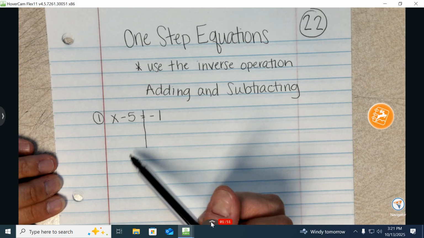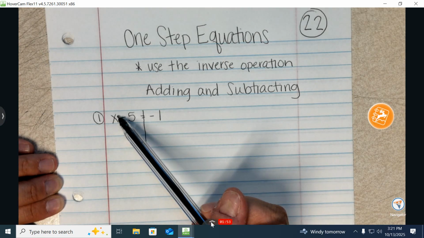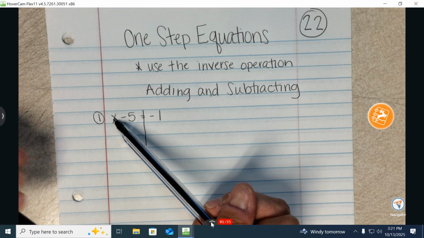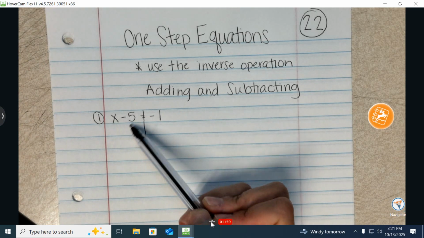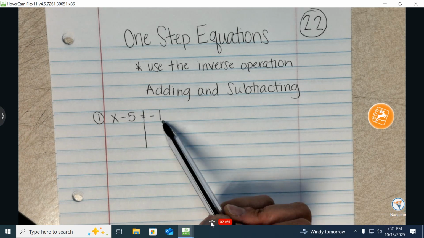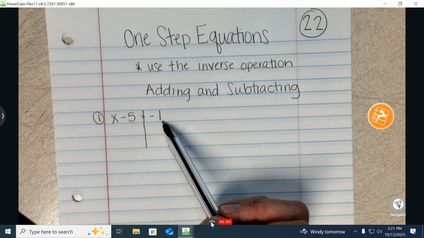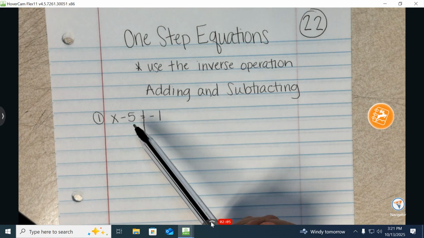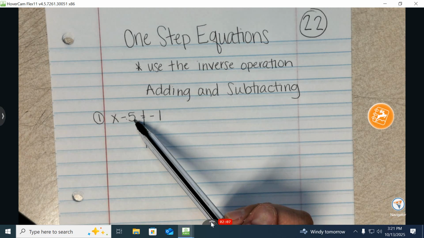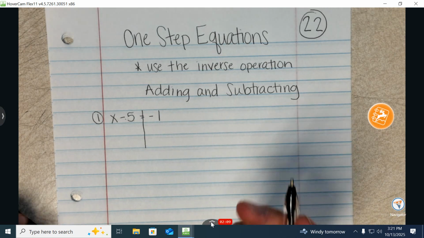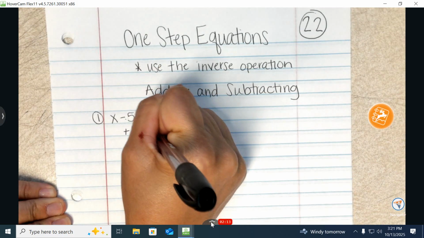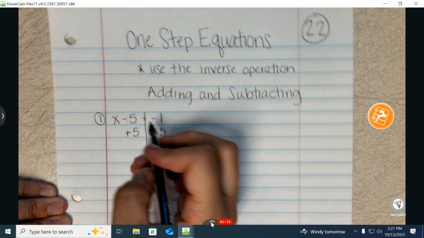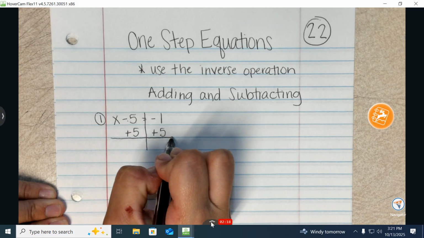Okay? So when I solve this problem, I have to isolate the variable, meaning I have to get everything away from the variable. So I'm going to move this 5 to the other side. In order to do that, you have to use the inverse operation. So instead of subtracting 5, I'm going to do the inverse or the opposite of that, and I'm going to add 5. Whatever you do to one side, you do to the other side. I'm going to draw my line to show that I'm doing math.